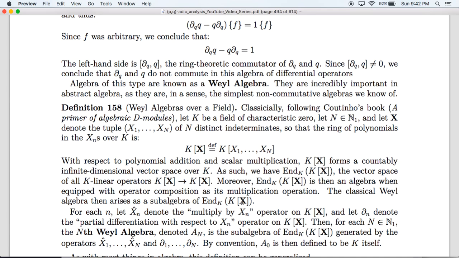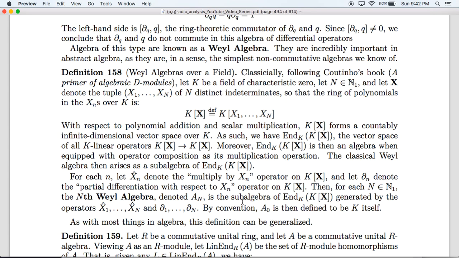Classically, and here I'm pulling from my notes from Coutinho's Primer of Algebraic D-modules, let K be a field of characteristic 0, let N be a positive integer, and let bold X denote a tuple of n distinct indeterminates, so that our ring of polynomials in the x_n's over K is denoted by this. With respect to polynomial addition and scalar multiplication, K[X] forms a countably infinite dimensional vector space over K. Then from that we can construct the space of its endomorphisms.